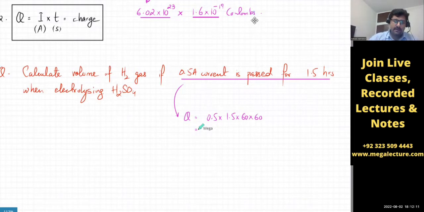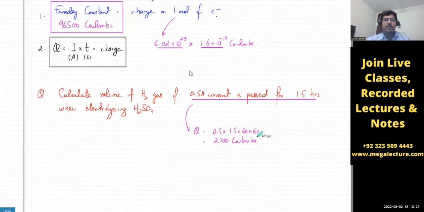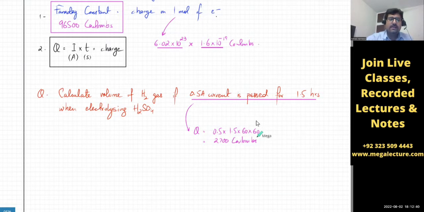So we're getting 2700 coulombs, right? Achha, what do I do with that? Okay, I figured out the coulombs. Now to calculate the volume of H2 gas, I want moles. What the Faraday constant does is help you convert the charge into moles.